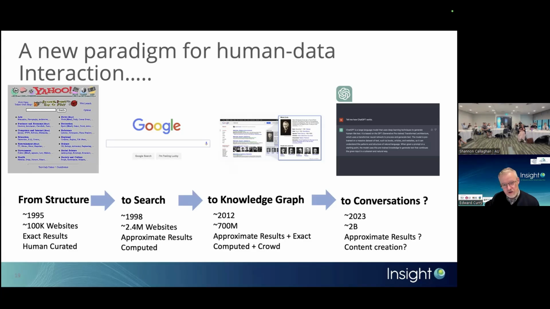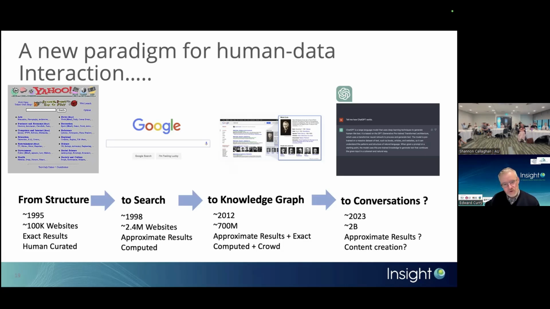So the notion of searching is even changing. Why are you searching? Because I need to create content. I need to do something. The models are able to help you support that. So the paradigm of human data interaction is changing. It's moving from search to content creation.